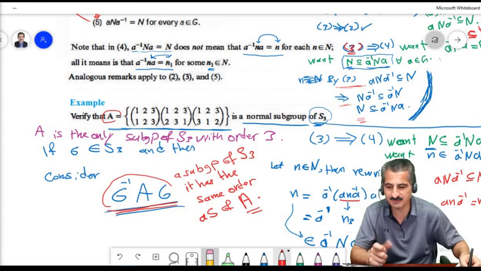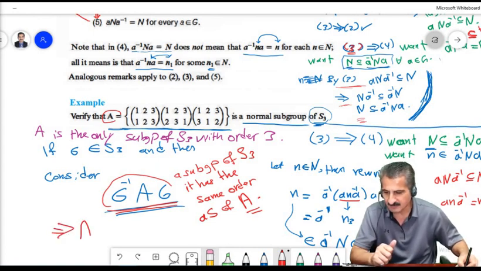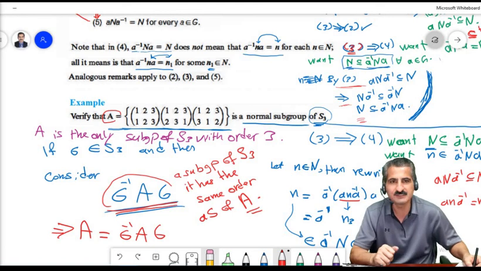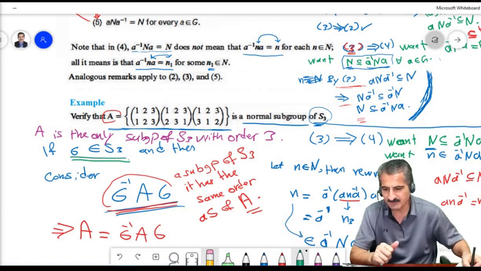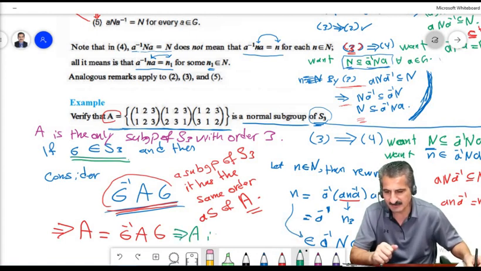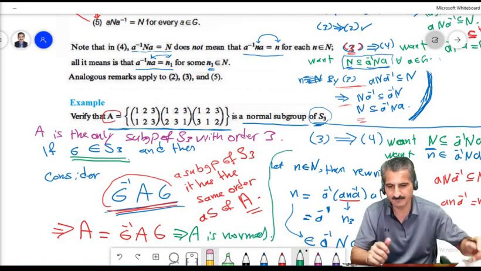Therefore we must have that, because we only have one subgroup of order 3, and each of these subgroups has order 3. That means they are equal. And remember that the element we choose in S3 is any element. So that means A is normal. Okay, then we are done.